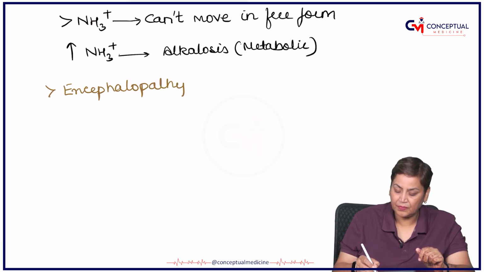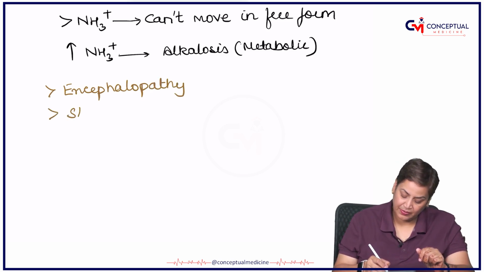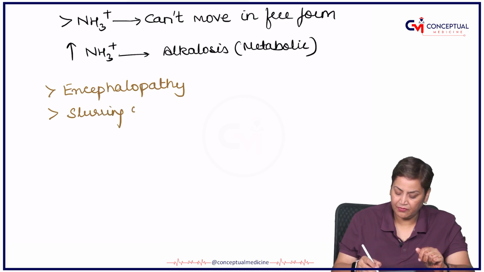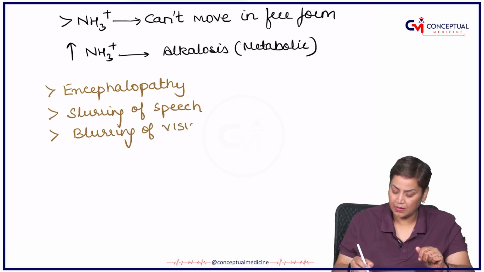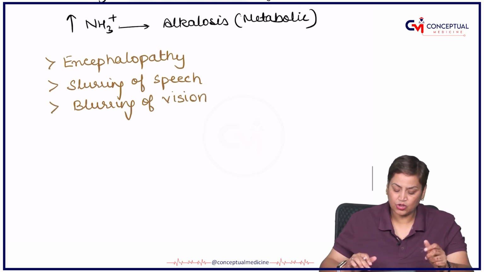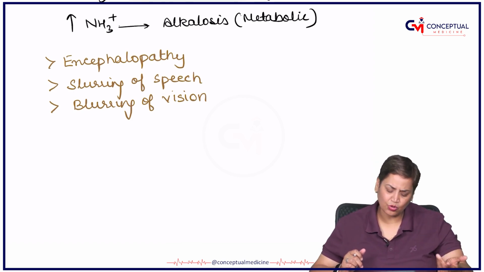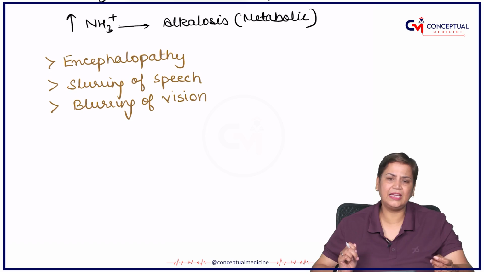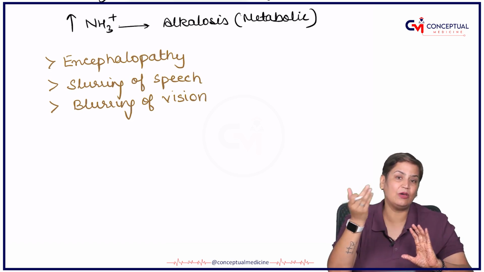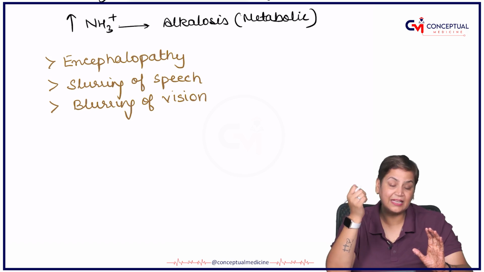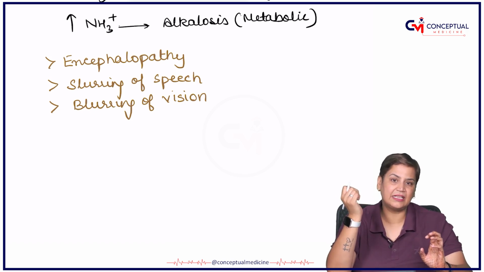Then slurring of speech will be there. It will be difficult for the person to speak much. And blurring of vision will be there. So many things will be there whenever there is increased concentration of this ammonia, because it is leading to metabolic alkalosis. That means, what is the biochemical reason behind that, or what is the rationale behind that increased concentration of ammonia?